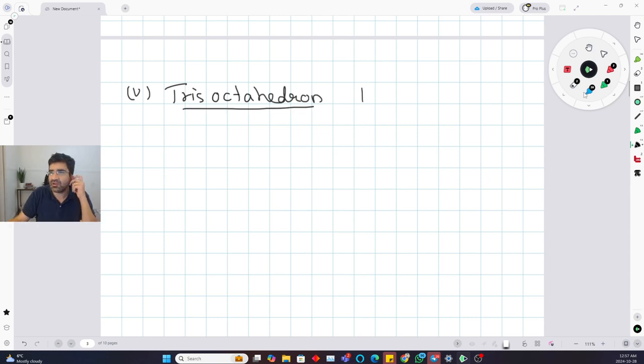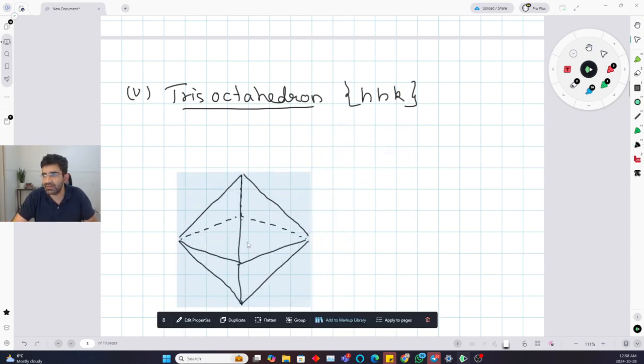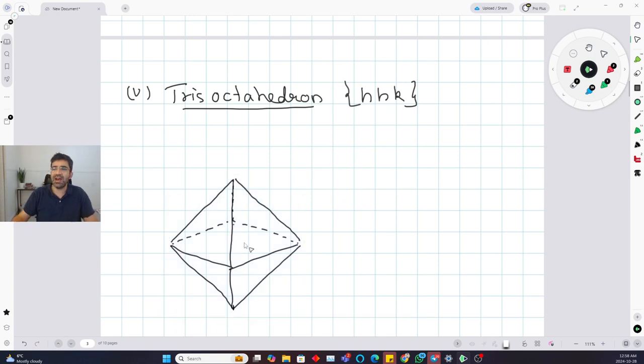Okay, it is of HHK type. It simply means the intercepts on 2 axes are equal, but on the 3rd axis it is unequal. So you start with an octahedron. I had already drawn an octahedron in the previous image, so I'll just take its copy. And now what you have to do is, each face of this octahedron. So you already have an octahedron over here. So it is 3 times 8. Okay, so 3 times 8 becomes equal to 24 faces in total.